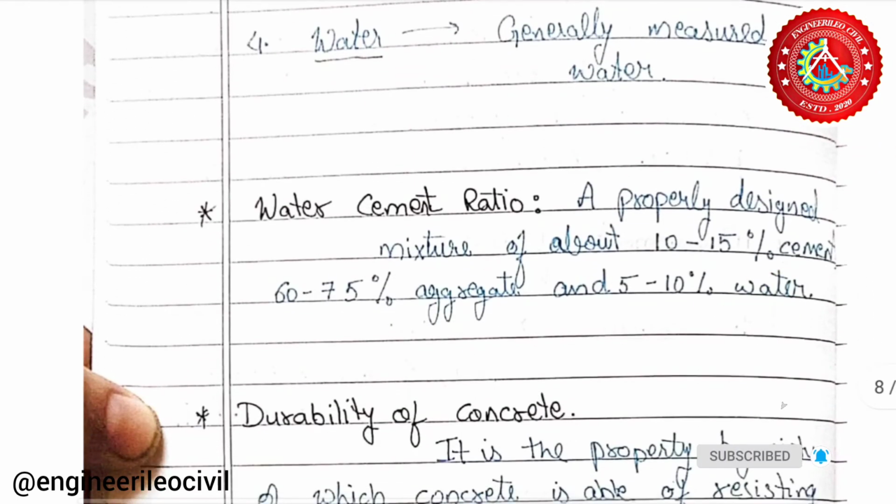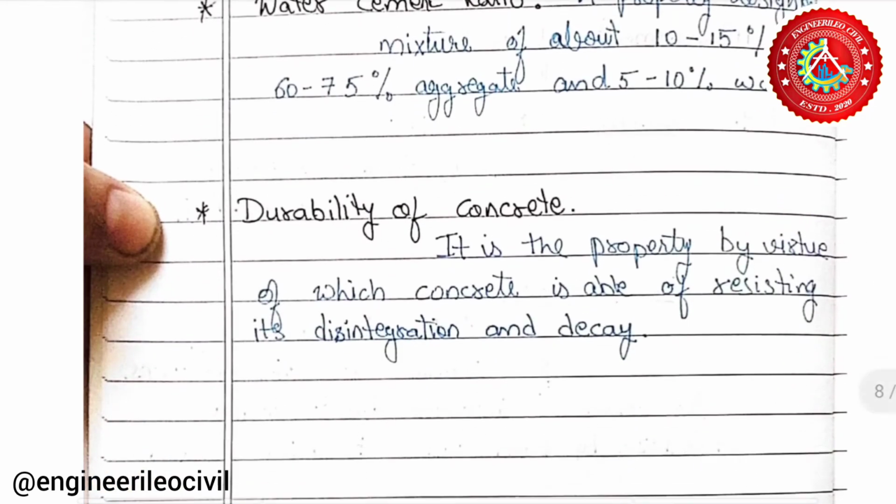The next topic is the water cement ratio. More water increases the workability but decreases the strength, whereas less water content increases strength. Moreover, use of an excessive amount of water also increases shrinkage and decreases density and durability. So, what is durability of concrete? It is the property by virtue of which concrete is able to resist its disintegration and decay.